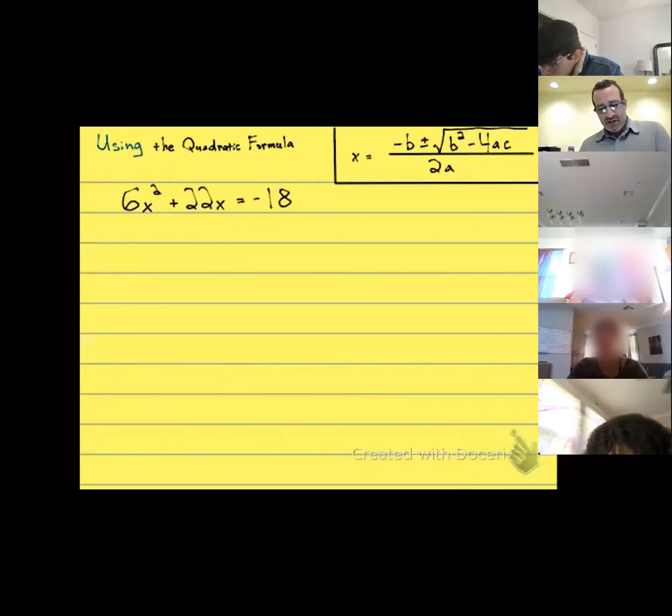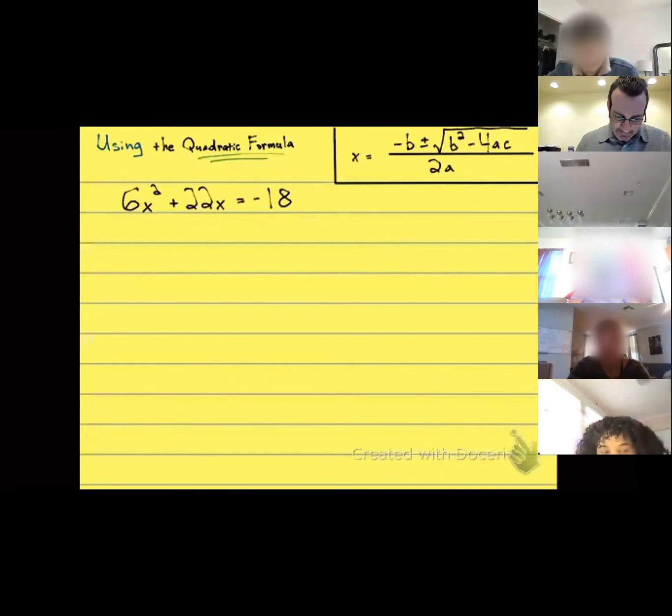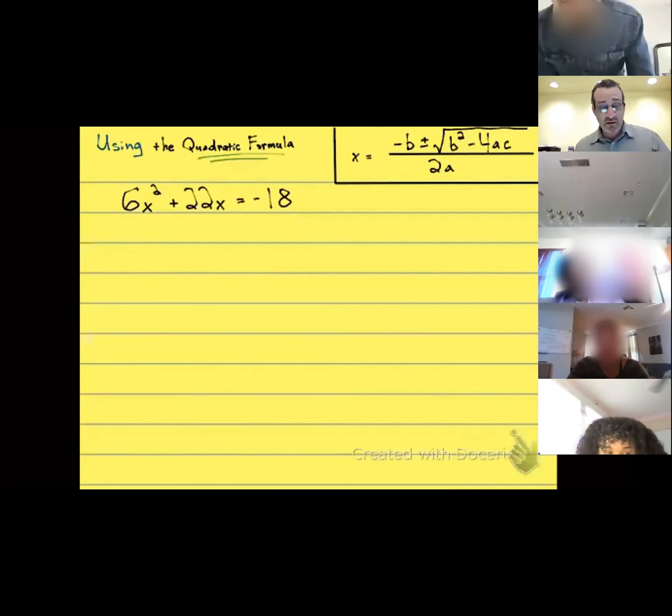Okay, this question says use the quadratic formula. Now the quadratic formula is given to me over here. Okay, I can create it from that song. And here is our quadratic equation. Is this a quadratic equation, class? Yes. How do I know it's quadratic? There's a square. A square, okay? If it didn't have a square, it might be linear.